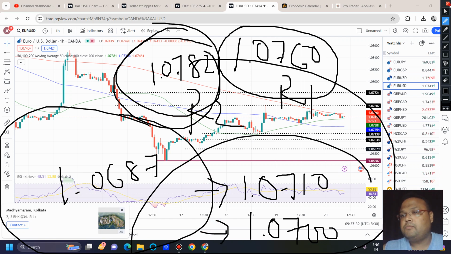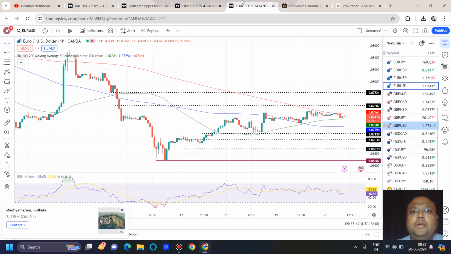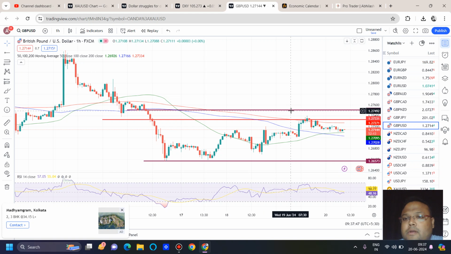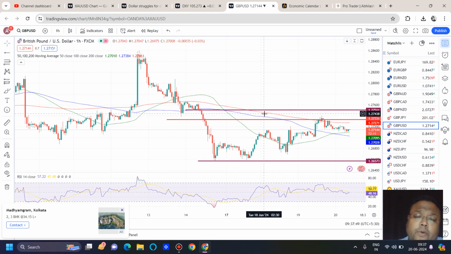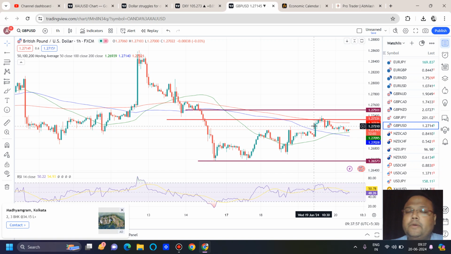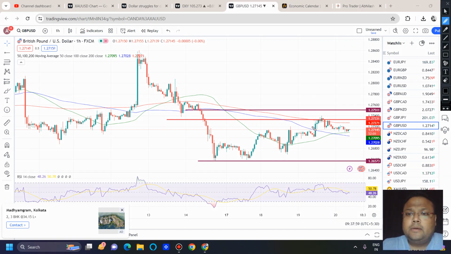Now let's look at the chart of GBPUSD, British pound US dollar. Yesterday when we were recording the video, we had news coming up, the inflation data. After that, GBPUSD went up sharply. But as we discussed, volume will play a critical role. In case of high volume, our level would not work. But the volume was not much, so we could see that our resistance worked nicely.